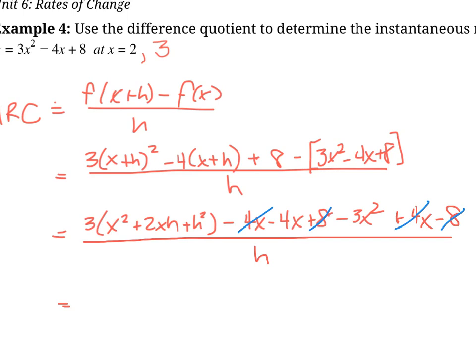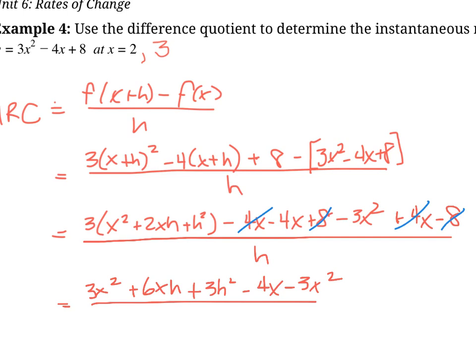Continue simplifying. 3x squared plus 6xh plus 3h squared minus 4x minus 3x squared all over h. Oh, again, this and this will cancel each other out. That makes it a little bit easier.